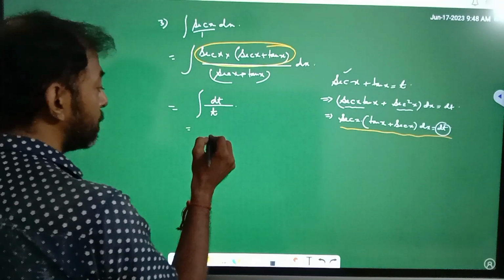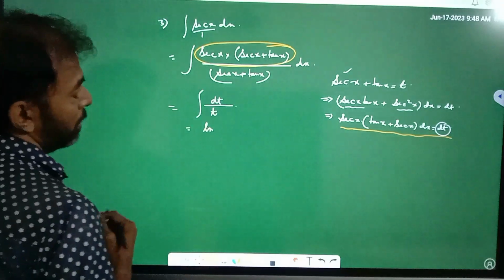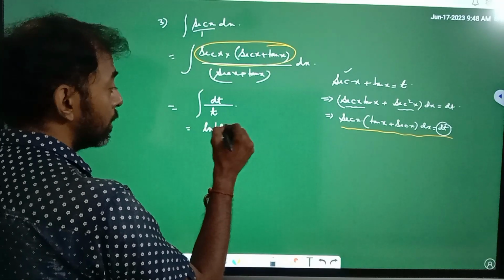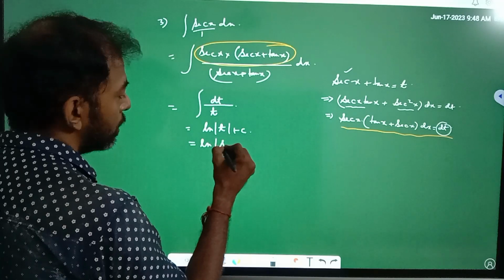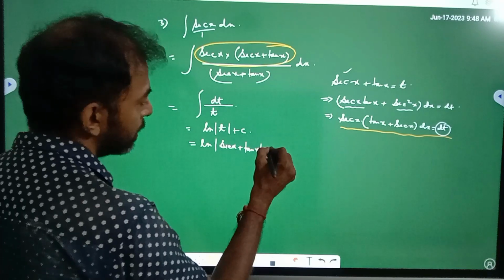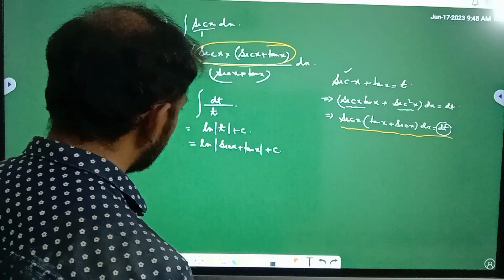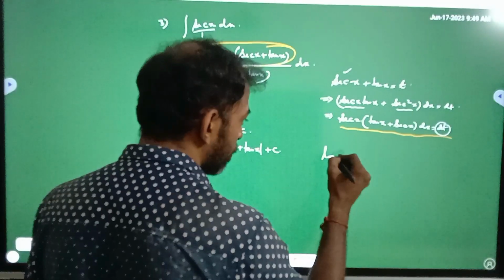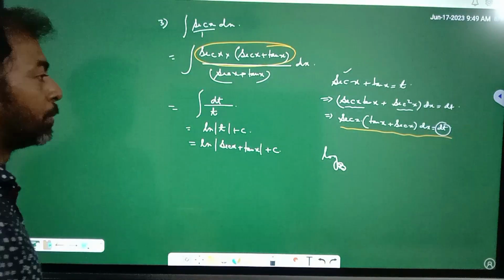So the integral of dt by t, 1 by t dt, we all know about that. This is a standard integral, and the formula of this particular integral is log mod t plus c, where t is equal to sec x plus tan x. We are considering the base of logarithm here as e, so we are writing ln. You may write log also, no problem about that, but you need to mention the base e.